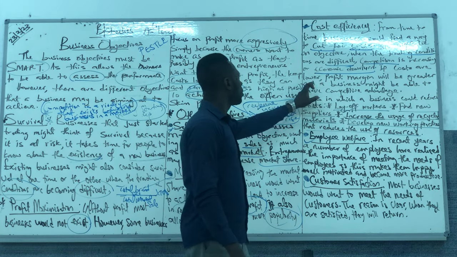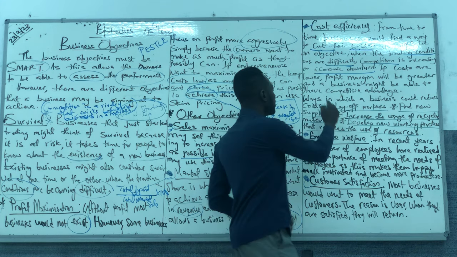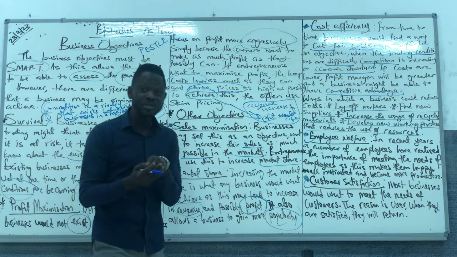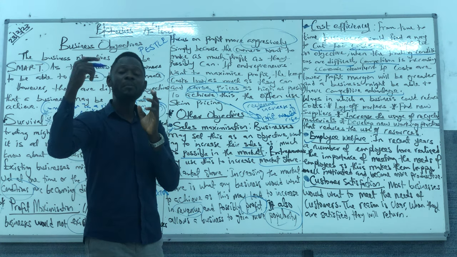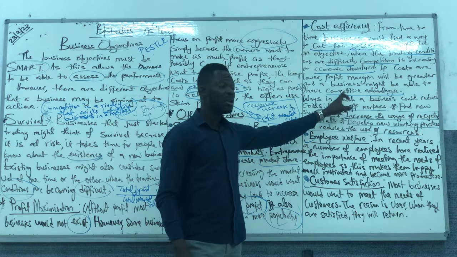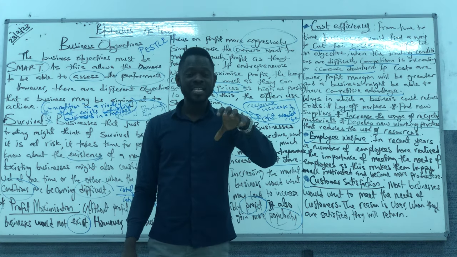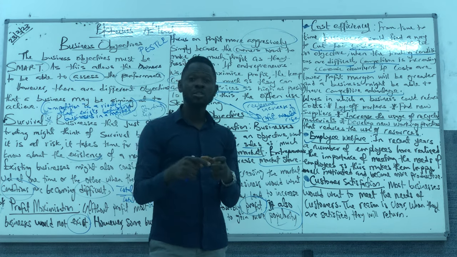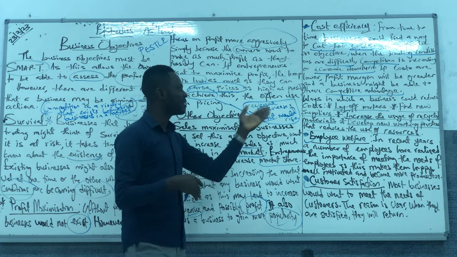Then, if cost is lower, profit margin will be greater, and businesses might be able to have competitive advantage. As soon as businesses are able to reduce their cost, the profit margin becomes higher, and at that point in time, they might have a competitive edge over competitors. We're talking about competitive advantage. It means those conditions that allow you to sell more, those conditions that allow you to decide whatever happens in that market, is a competitive advantage.